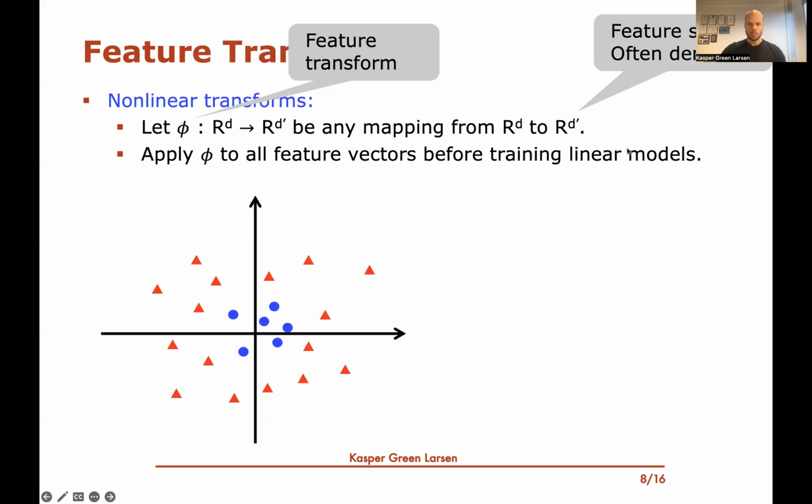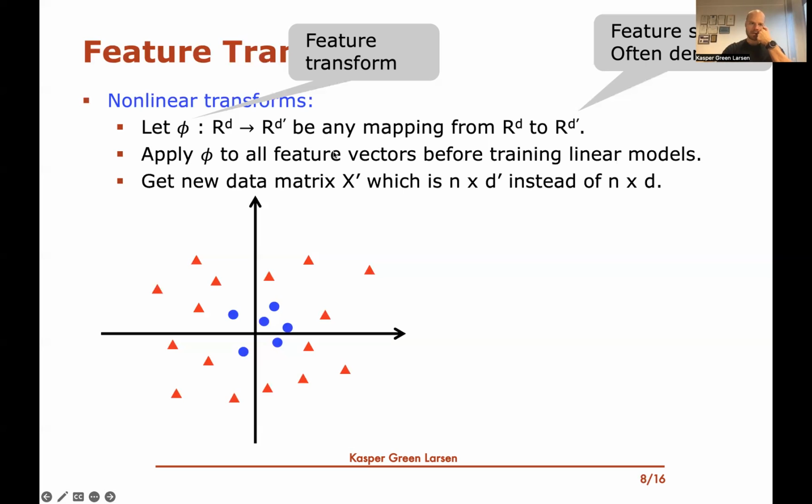Here we'll just think of it as d-prime real numbers, the new features. The basic idea in using a nonlinear feature transform is that before you start training your linear model, you take this feature transform that you decided on, and you apply it to all the feature vectors one at a time. Take every feature vector, which has d features, and map it to a d-prime dimensional feature vector instead. Then you run your linear model on these new vectors. So if we apply this feature transform to every input feature vector, we get a new data matrix X prime, where each of the new feature vectors is a row. Now it's an n by d-prime matrix instead of an n by d matrix, just having the transformed vectors as the rows.